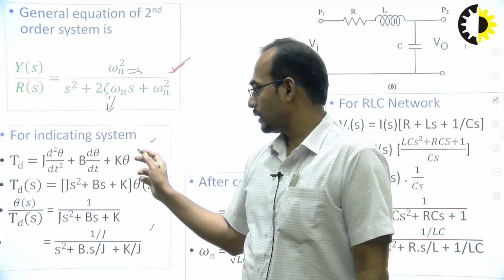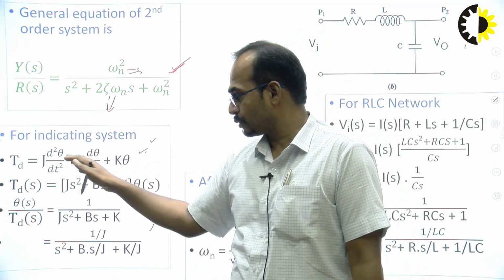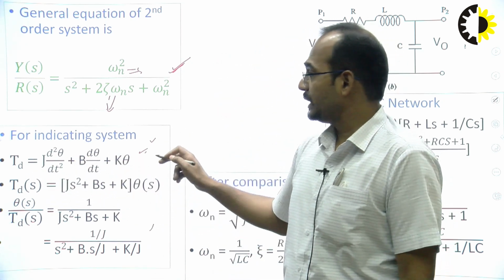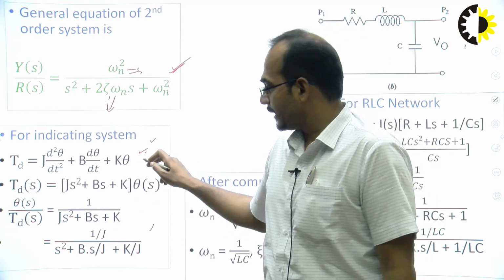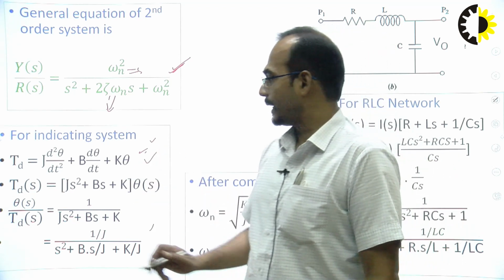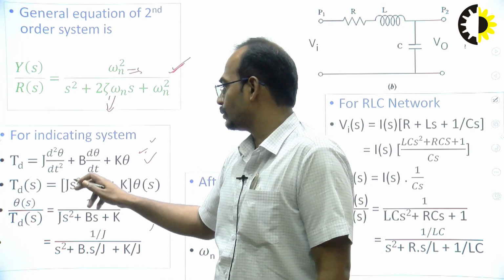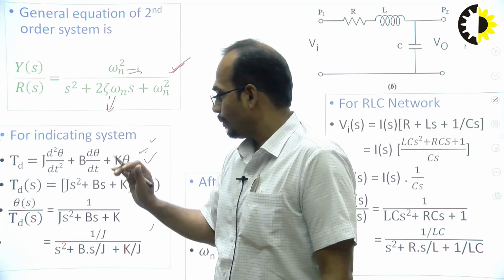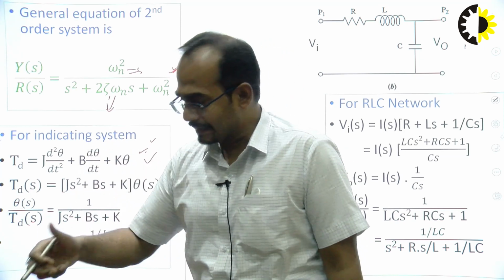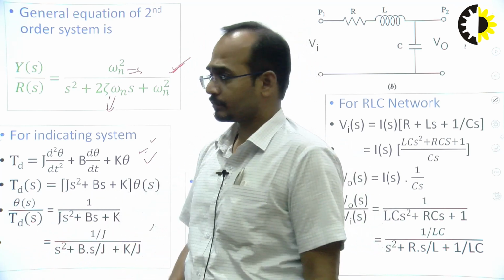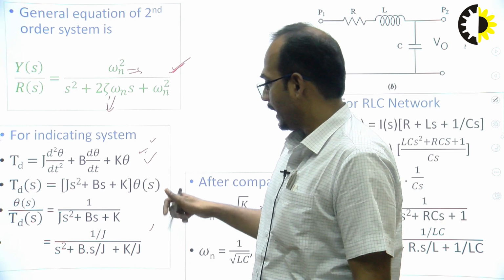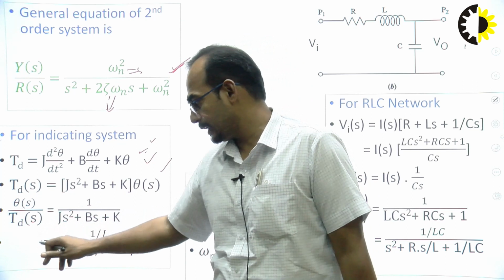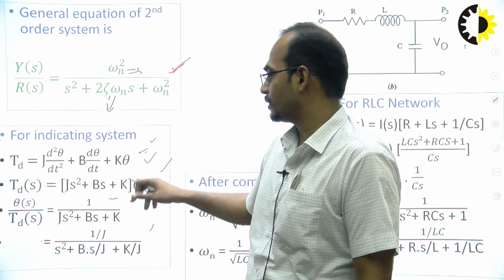If the equation for the rotational system is defined as Td is equal to J d square theta by dt square plus B d theta by dt plus k theta, then by taking the Laplace transform of this equation, we get Td(s) is equal to Js square plus Bs plus k times theta(s). Now, what will be the transfer function? The torque is the input and angular rotation is the output. So theta(s) by Td(s) is equal to 1 by Js square plus Bs plus k.